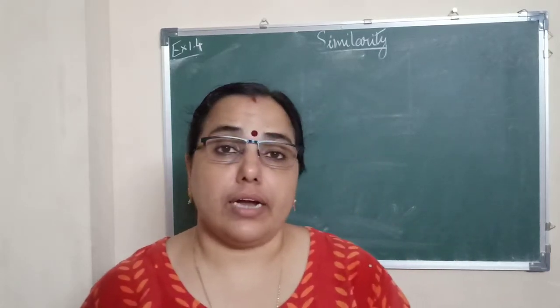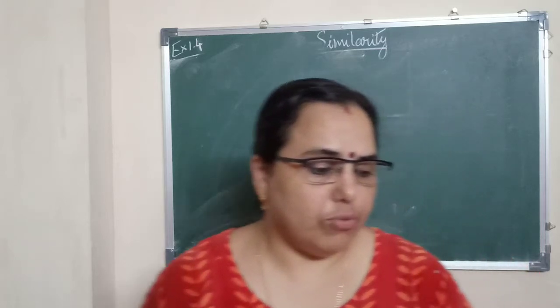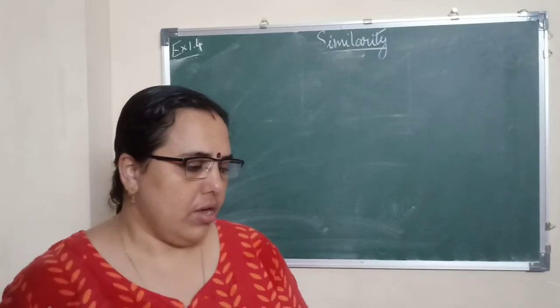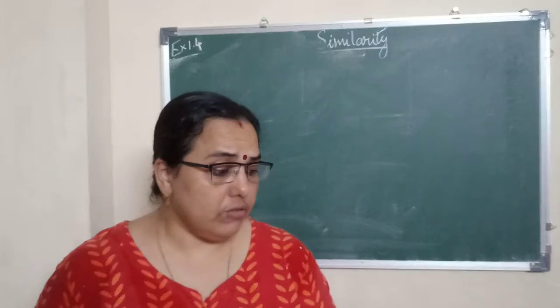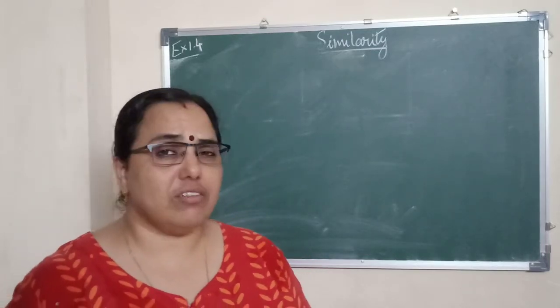So we start with practice set 1.4. First sum. The ratio of corresponding sides of similar triangles is 3:5. Then find the ratio of their areas. So here girls, there is no name of the triangles given and nothing is mentioned. So we can start the sum.